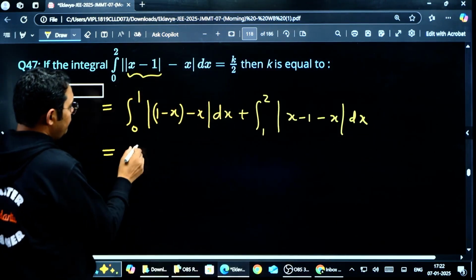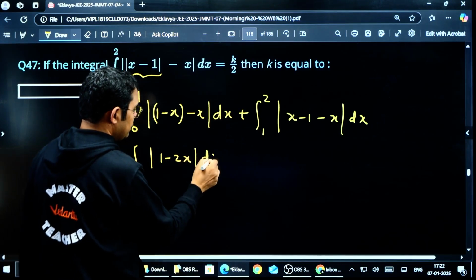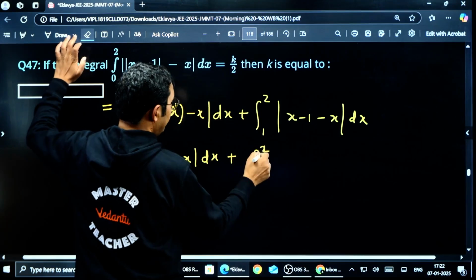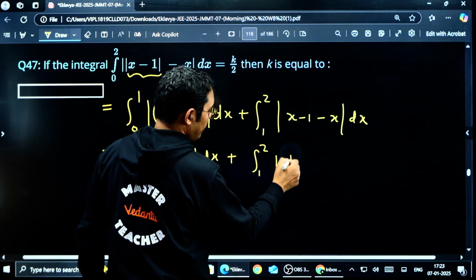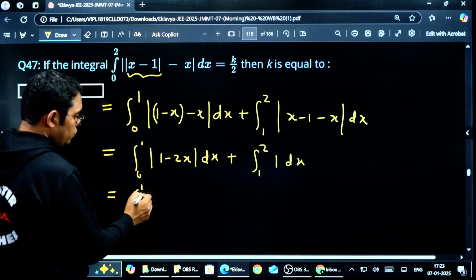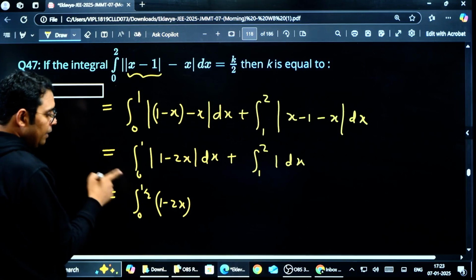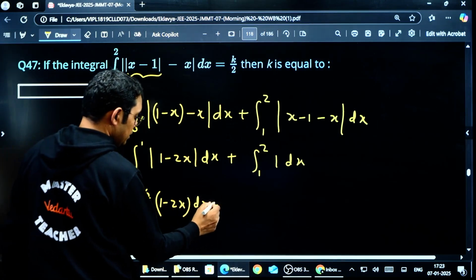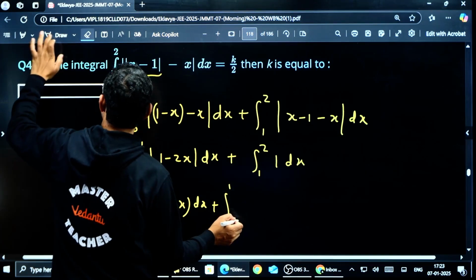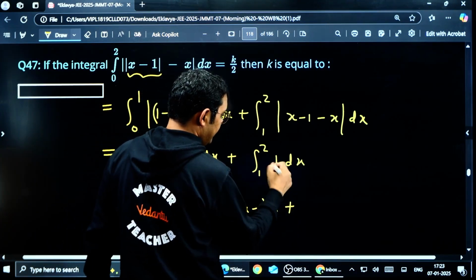Now after this, you can see the first mod is actually mod of 1 minus 2x dx, whereas here we are just integrating 1. And this was 0 to 1. I think here we will again have to split the limit, 0 to half. Then it will be 1 minus 2x, because 2x will be less than 1 for this limit, plus 1 by 2 to 1, it will be 2x minus 1. And this is just 1.